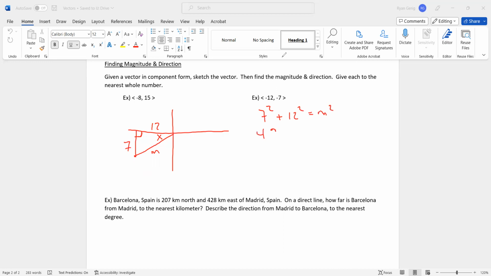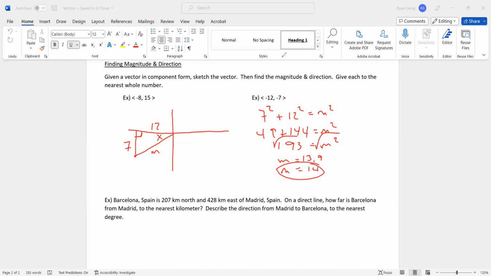And so I get 49 plus 144. That's 193. It's going to be 13 point something. 13.9. So it says to the nearest whole number, so we're going to say the magnitude is 14. If I went to the nearest tenth, which I usually do, it'd be 13.9, but I did say to the nearest whole. So I'm going to say magnitude is 14.